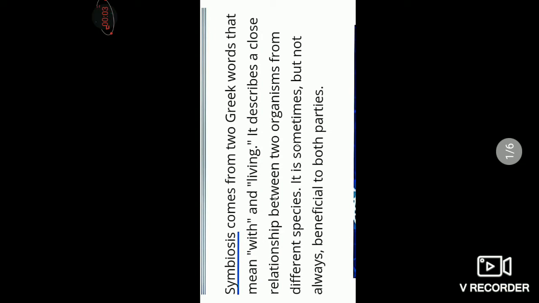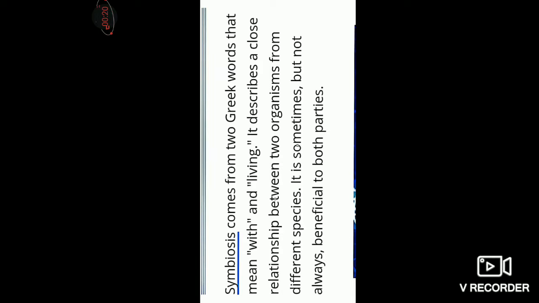This is the last topic of chapter number one, nutrition in plants. Understand? Symbiosis, or symbiotic relationship in plants. Understand? So there is a definition given for you.